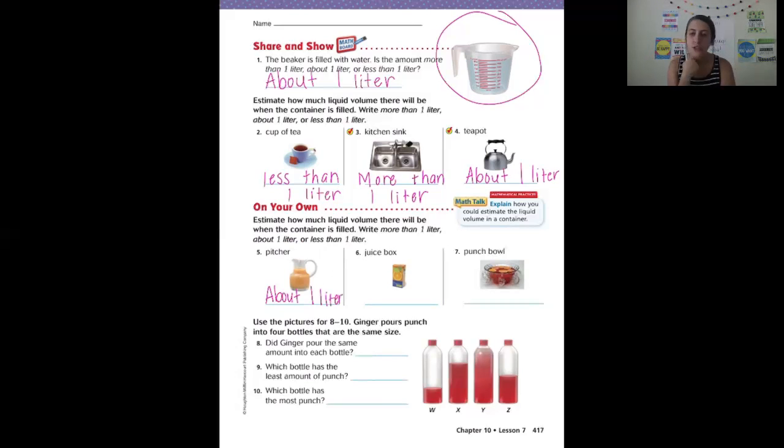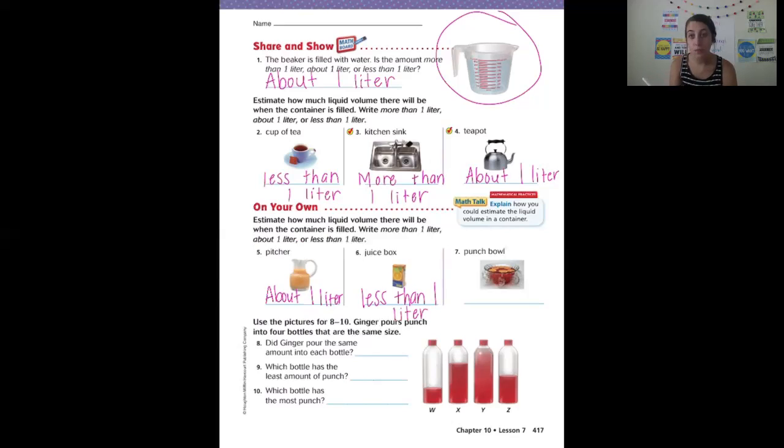Okay, now let's look at the juice box. Is that more than 1 liter, about 1 liter, or less than 1 liter? Go ahead and write that down on your paper now. If you said less than 1 liter, you are correct. That is less than 1 liter.